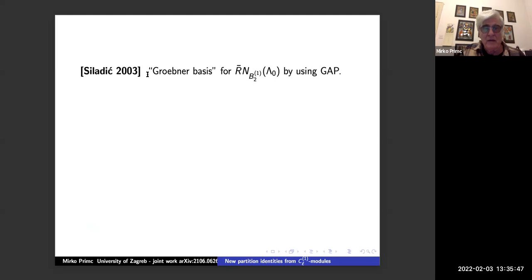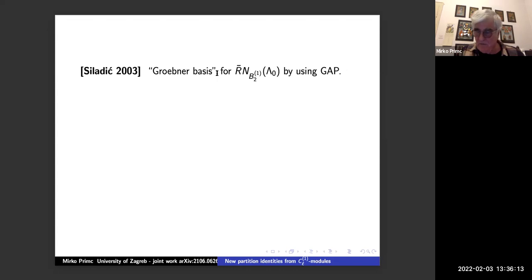So Siladić was already, a long way back, constructing a Gröbner basis for B2(1), which is equal to C2(1), by using the program GAP. But the problem was that the set of leading terms was a mess, and one could not make any sense out of it.